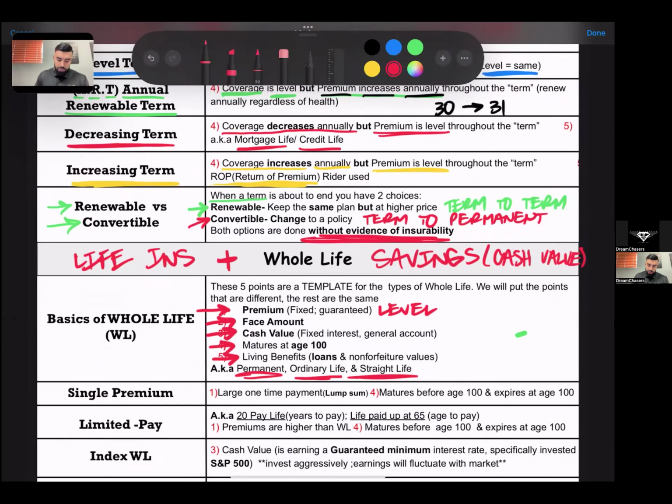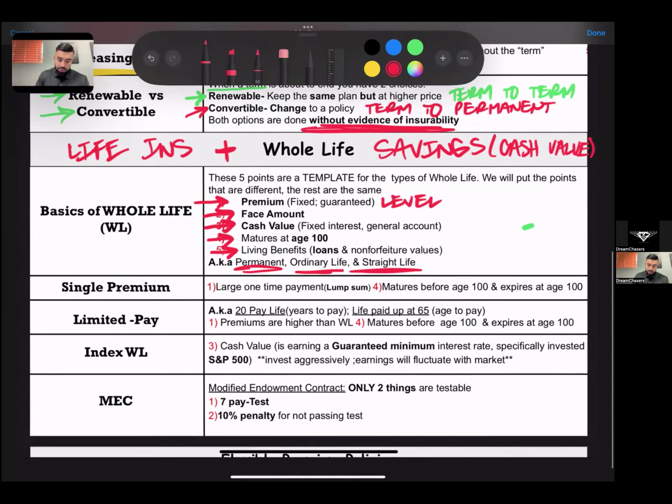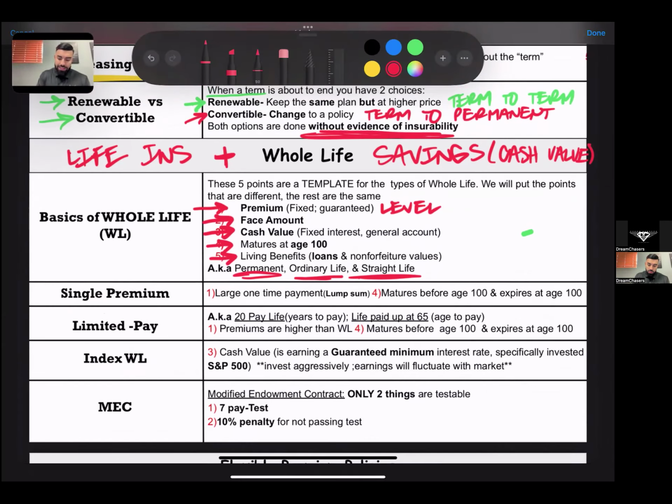Now, the next type of whole life policy is what is known as a single premium whole life policy. Single means one, and premium means payment. So with a single premium whole life policy, you're going to make a one-time lump sum payment.